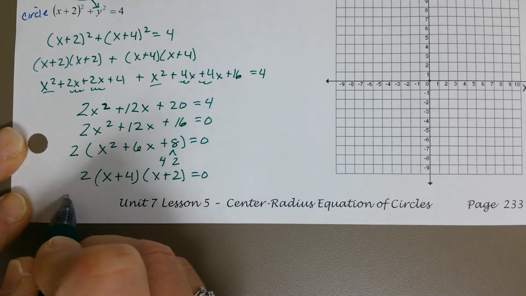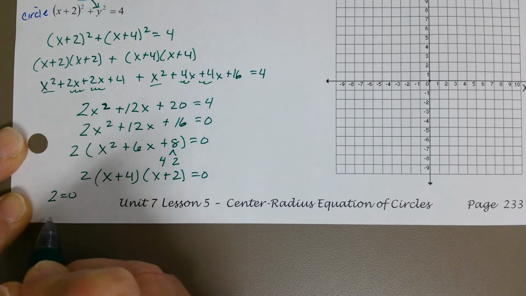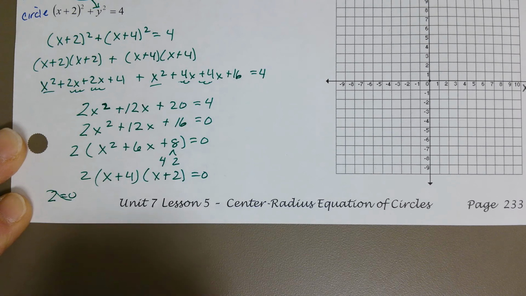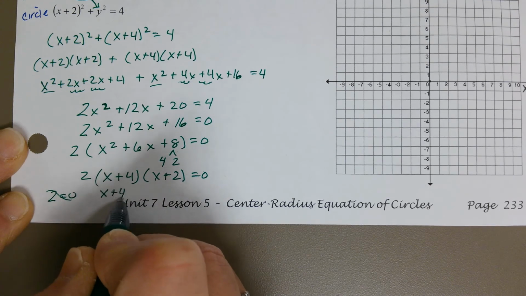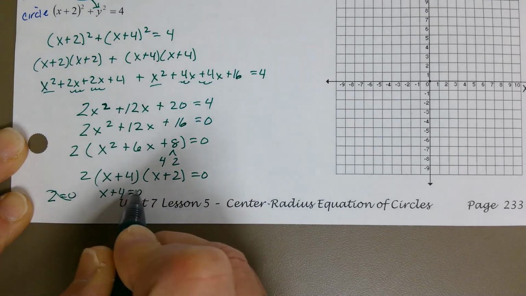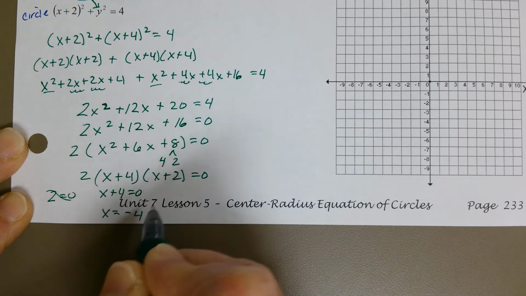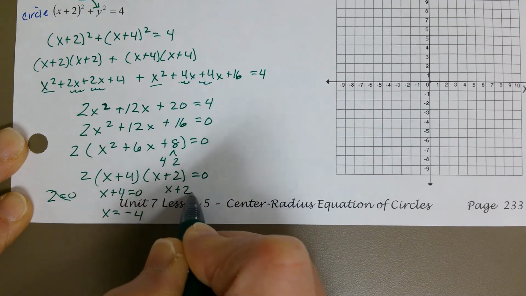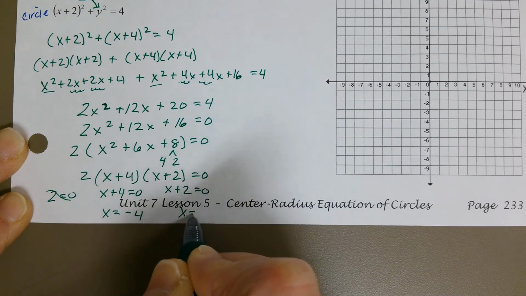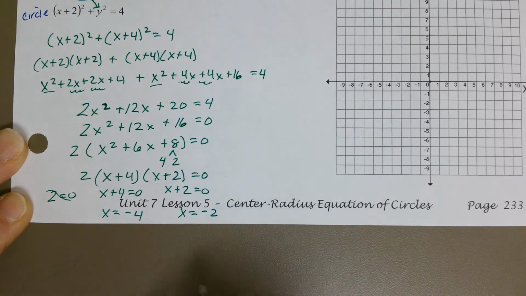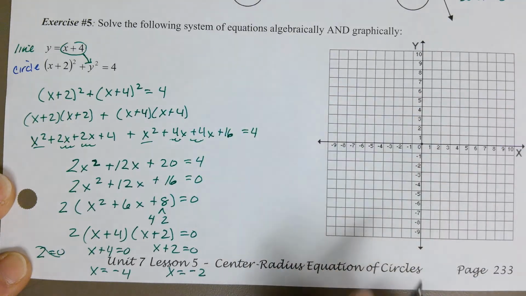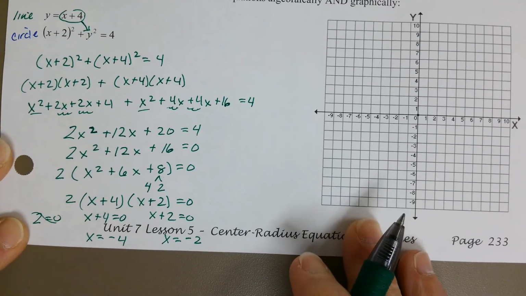Set each factor equal to 0. 2 equals 0 is not a true statement, so we just cross it off. x + 4 = 0, so x = −4, and x + 2 = 0, solving for x, x = −2. So here are our two values for x, −4 and −2.